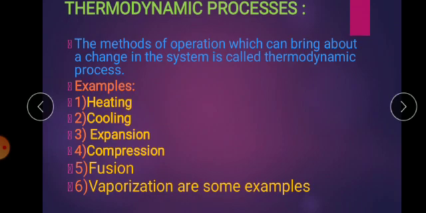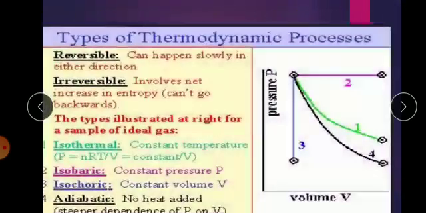And we have different types of thermodynamic process. The first process, reversible process. A reversible process can happen slowly in either direction. The reversible process should be in a slow manner. An irreversible process involves a net increase in entropy. It can't go backwards. This type of illustration is right for a simple ideal gas.